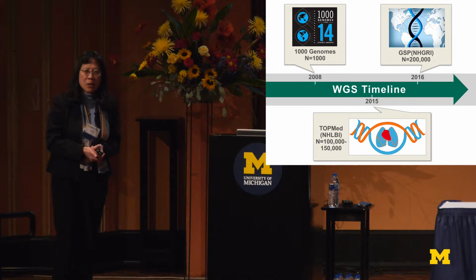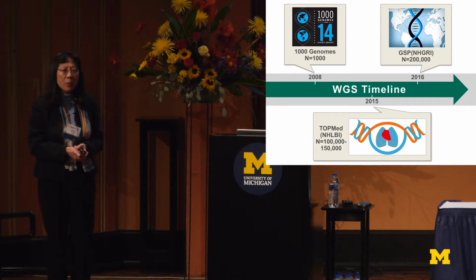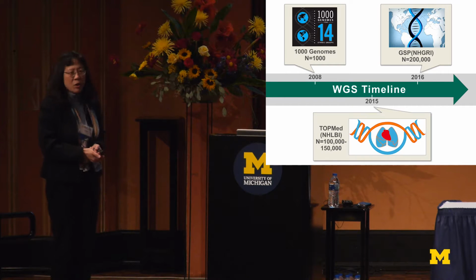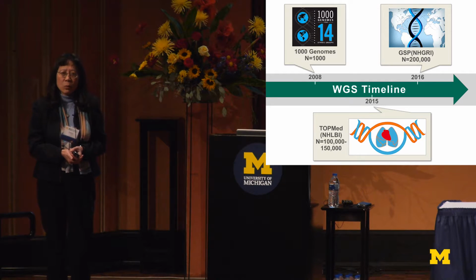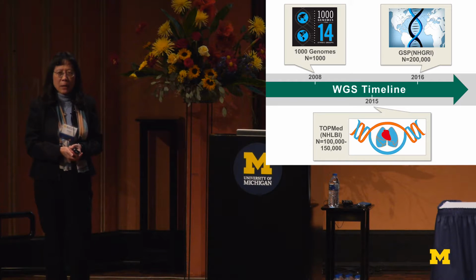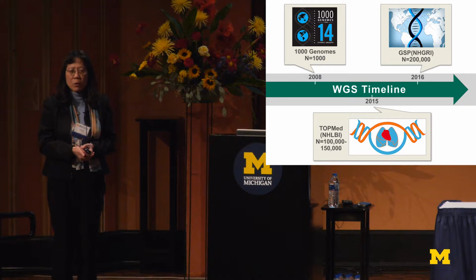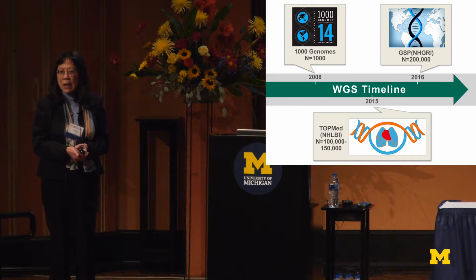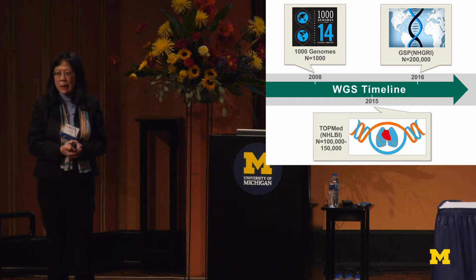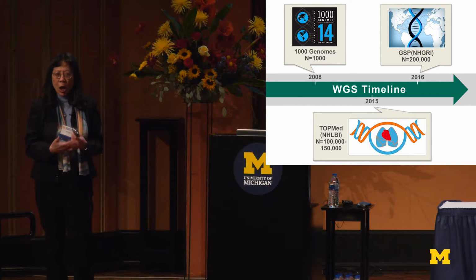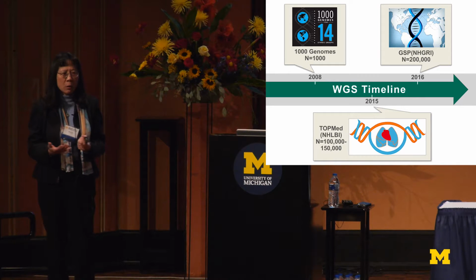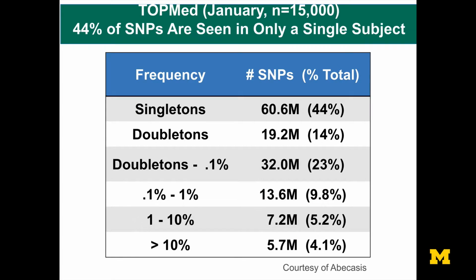Another initiative is called the Genome Sequencing Program, which is by NHGRI. The plan is to do whole genome sequencing of 200,000 people. By combining TOPMed and GSP, there will be about 300,000 to 350,000 people with whole genome sequencing data. After this is accomplished, this will give the largest number of people in the world with whole genome sequencing data.